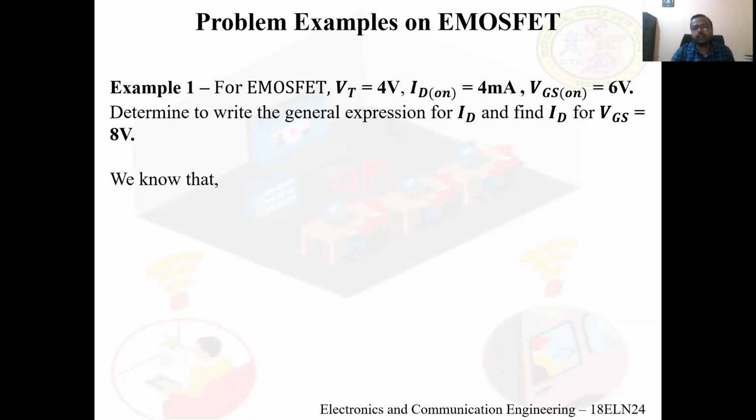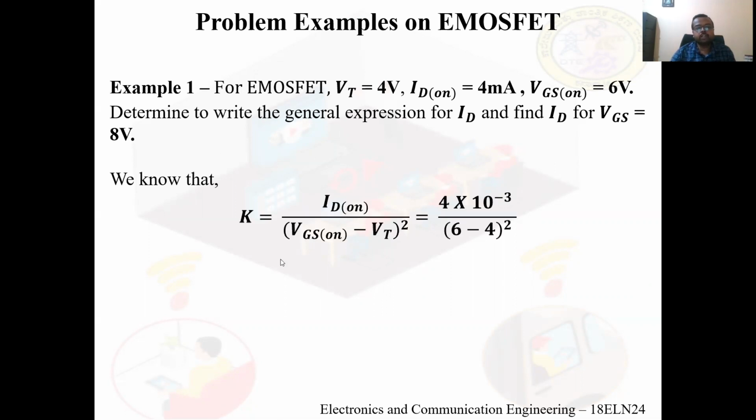First, you calculate the value of K. Once you know the value of K, calculate the value of ID for VGS is equal to 8 volts. First, we calculate the value of K. And which equation do we use here? K is equal to ID(on) divided by (VGS(on) minus VT) whole square. And what is ID(on)? It is given as 4 milliamperes. That's the reason we have written it as 4 into 10 raised to minus 3.